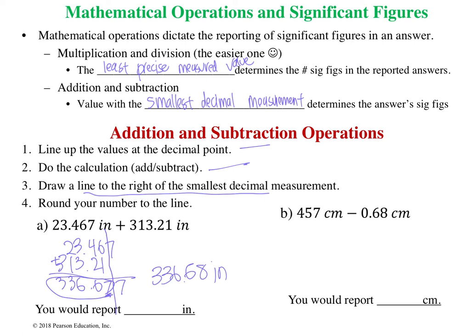Similar thing here, we have 457 minus 0.68. So we can do that calculation. 456.32, and then we'll cut it off at the lowest number, which is right here, and so we'll just report that as 456, and we do not need to round up.